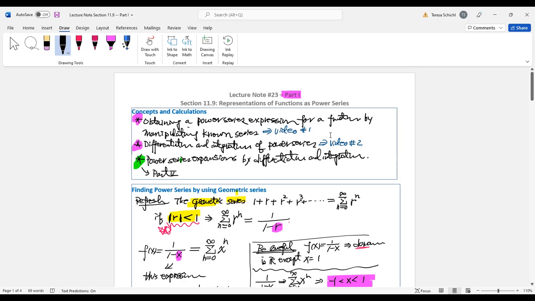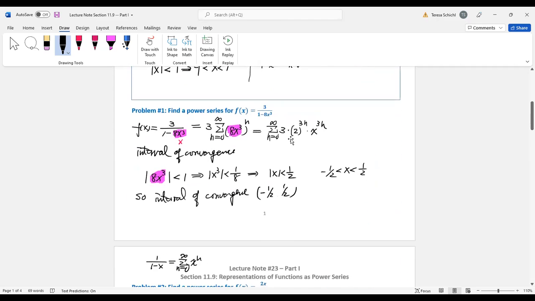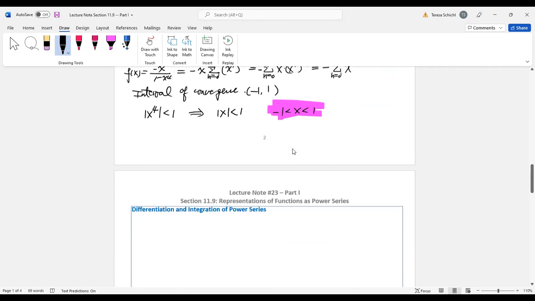The reason we want to do this is to prepare us for part 2, how to do the power series expansion by differentiation and integration. That will be our video 3. So this video 2 is basically to prepare the concepts and tools for our next videos. Let's take a look.